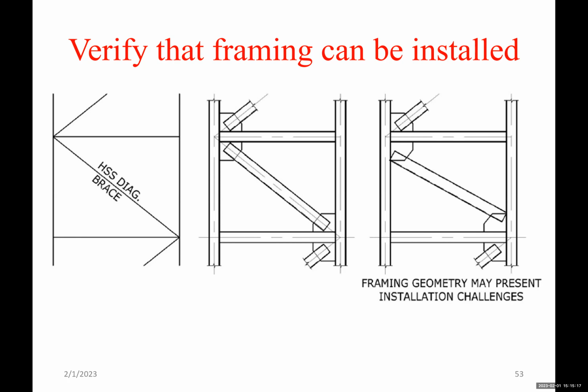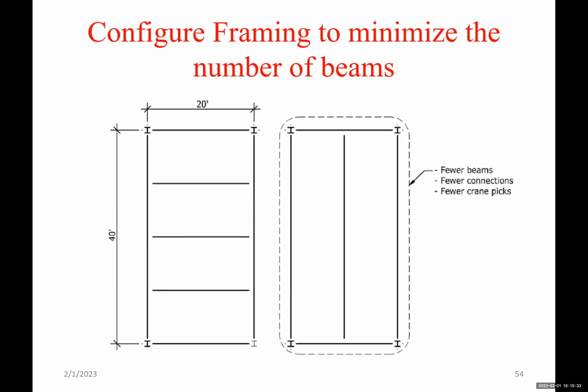Okay, this is the geometry of the braces, the direction of the braces. We can do that. So verify that. Make sure that this brace can be installed at that angle, and it will come with the gusset plate and the other members like this.